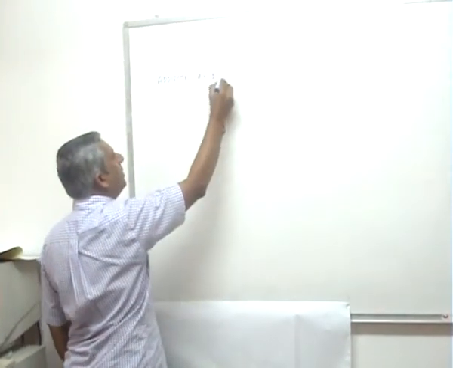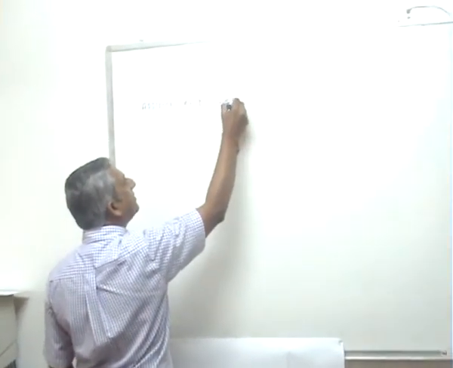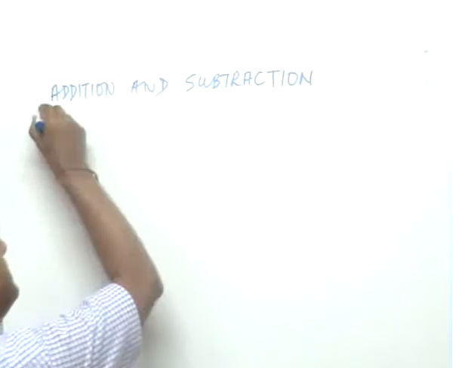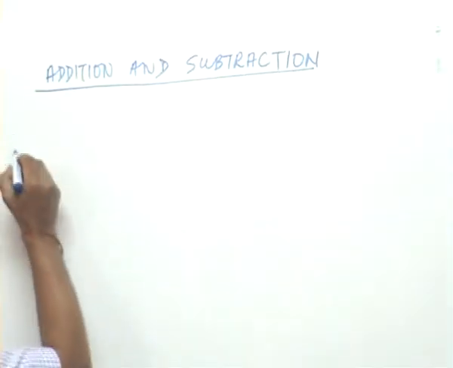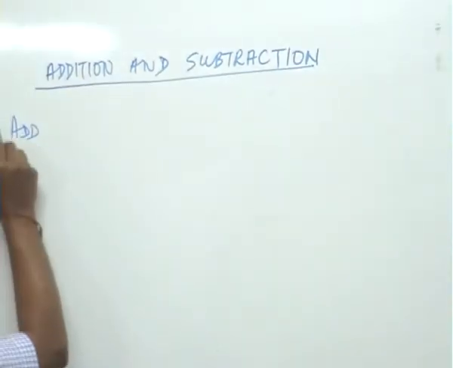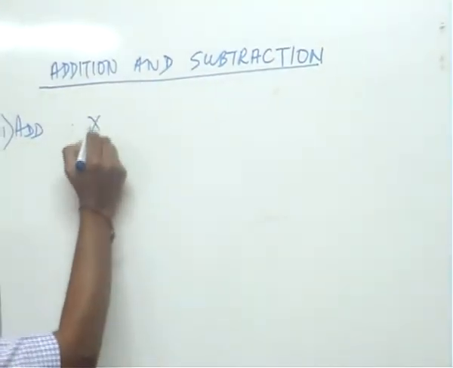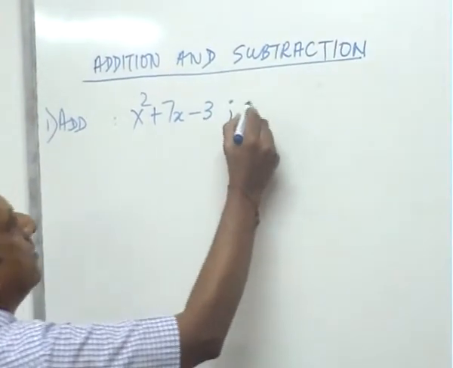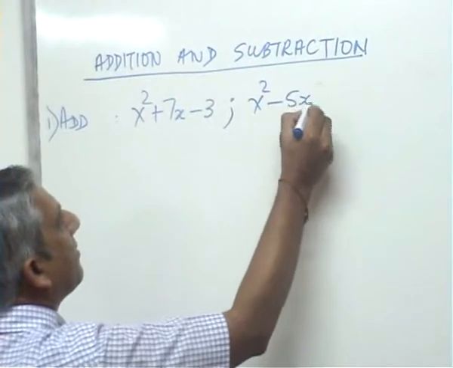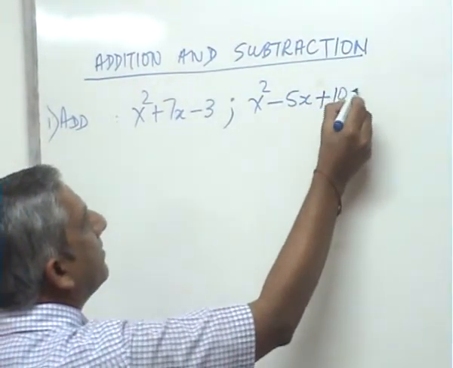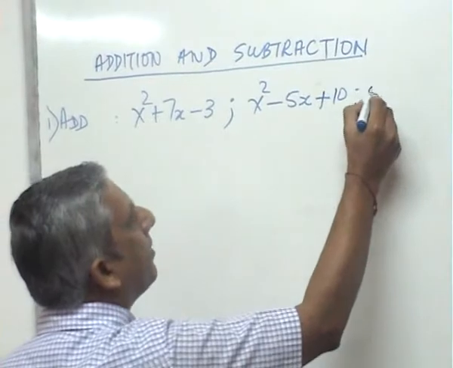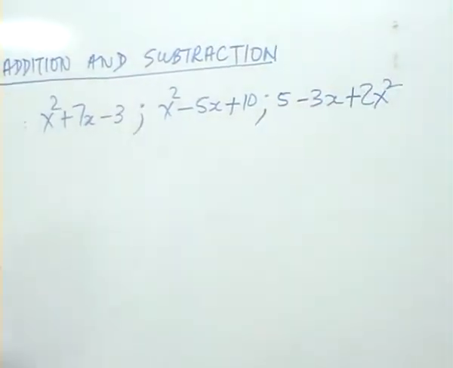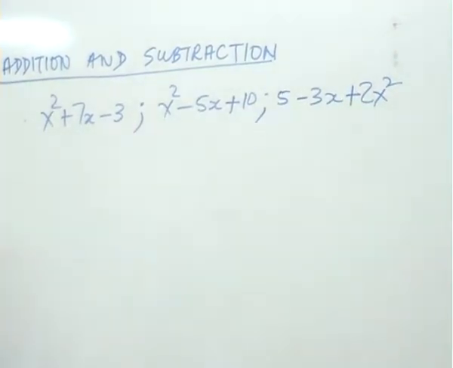Alright, between addition and subtraction again, because there is another way to also set out the work. Let's say I said add x squared plus 7x minus 3, x squared minus 5x plus 10, 5 minus 3x plus 2x squared. I told you to add them up.